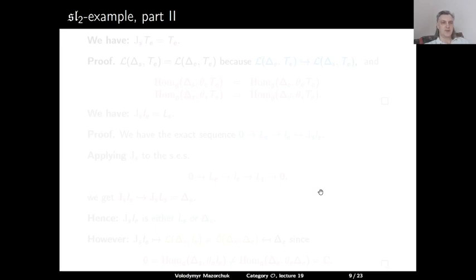Okay, let us go further with our SL2 example. Next, we claim that J_S of T(E) is isomorphic to T(E).